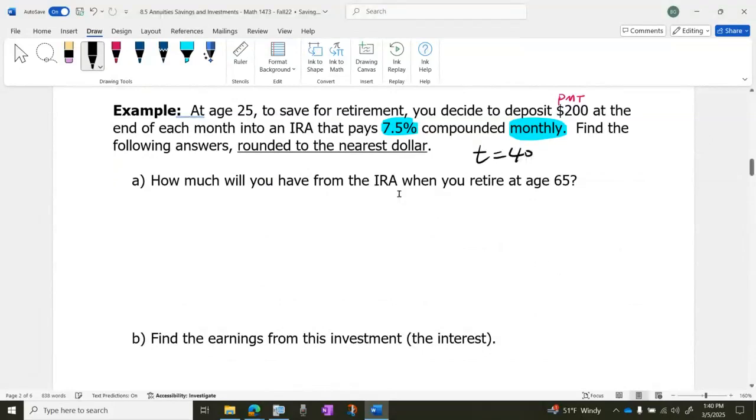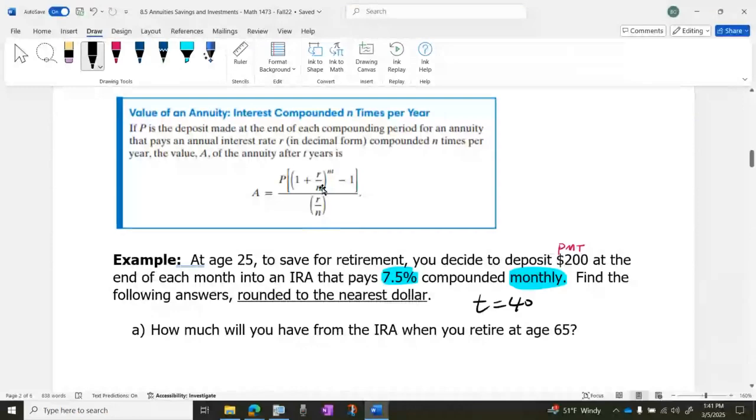It is the future value of the account. P is the payment, not principal. You do not have a principal. Technically, you do not have the original principal because your annuity has zero money in the very beginning. So P here represents payment, $200 in this problem. N is 12, right? Because by month. R is the annual interest rate. T is 40 years. And if you use the formula, those are the meanings for each variable.